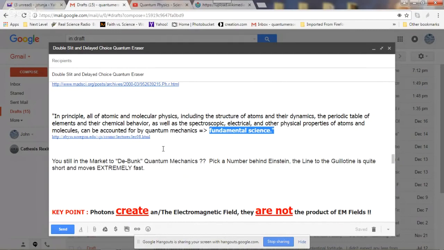Science. So you're still on the market to debunk quantum mechanics? You can pick a number behind Einstein. The line to the guillotine is quite short and it moves extremely fast, like at light speed.